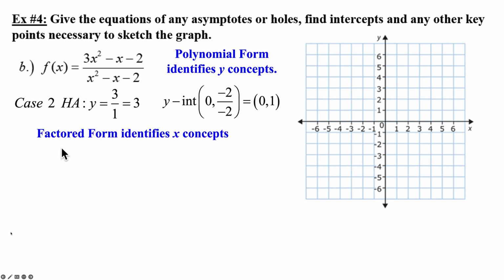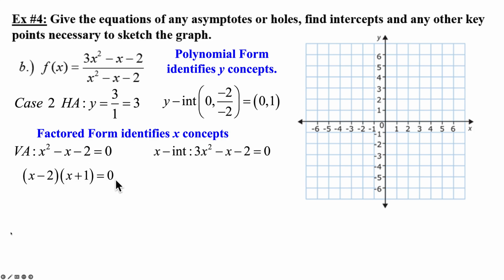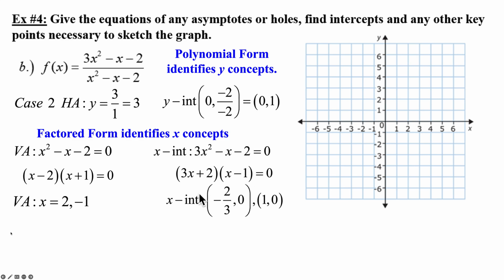So my vertical asymptotes and x-intercepts are going to come from factoring the top and the bottom. So on the bottom, x squared minus x minus 2 equals 0. 3x squared minus x minus 2 equals 0 from the top. That will be our x-intercepts. So here this will factor to an x minus 2 and x plus 1. We'll set it equal to 0. We get x equals 2 and x equals -1. Those are my vertical asymptotes. Over here we're going to get 3x plus 2 and an x minus 1 when we factor it. So this x will be subtracted over the 2, divided by 3, -2/3. Add over the 1, x equals 1. There's my 2 x-intercepts.